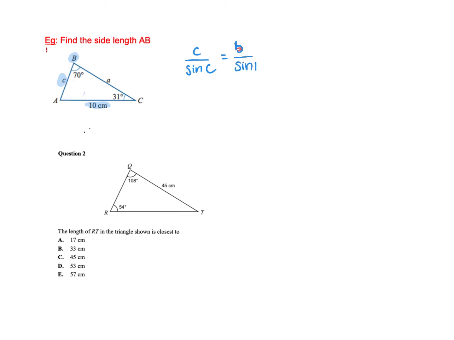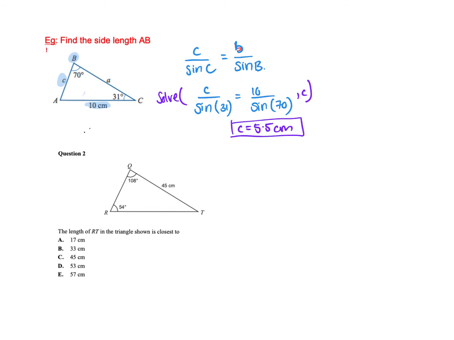All right, so sine B. All you have to do now is just substitute in what you know. I don't know what c is, but I know that the angle C is 31 and side b is 10 and the angle B is 70. At this point we can use our calculator and go solve for c. So let's just have a look at that. Okay, so we find c to equal 5.5, and I'll just say centimeters because they were measuring in centimeters.